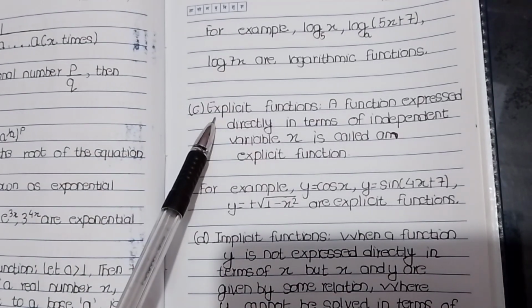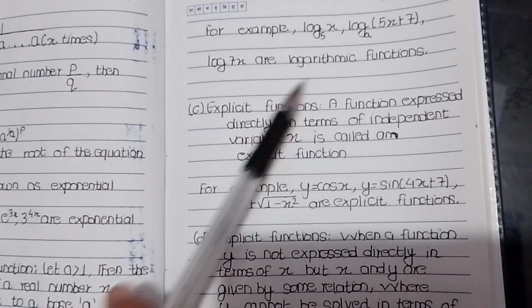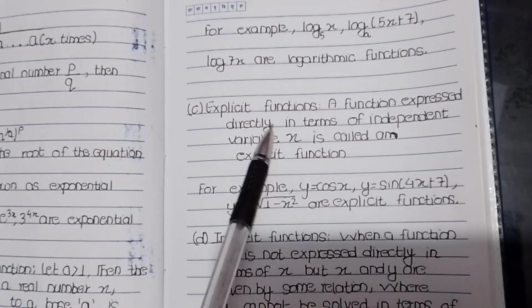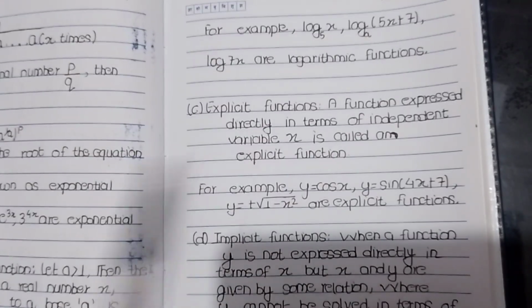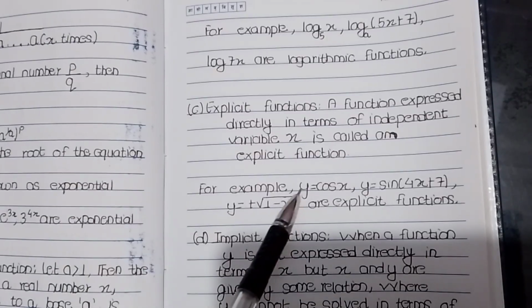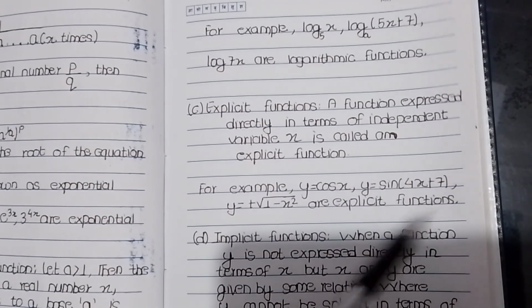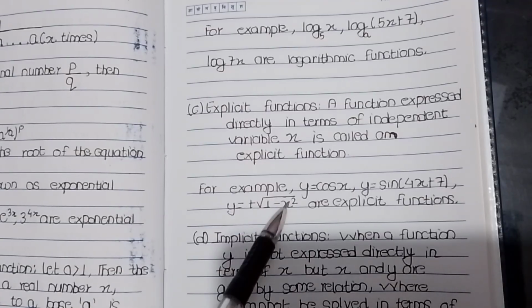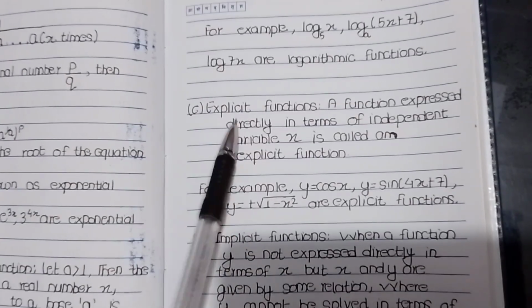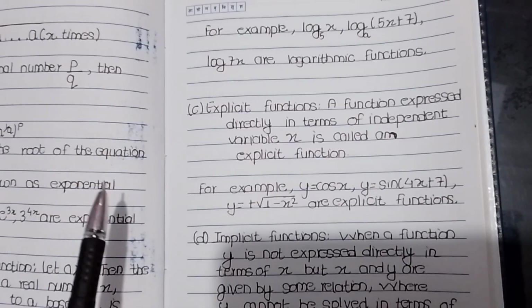Now we will study explicit functions. Functions expressed directly in terms of the independent variable x are explicit functions. For example, y equals cos x is an explicit function. Y equals sin x, or sin 4x plus 7, is also an explicit function. Y equals plus square root of 1 minus x square is also an explicit function. These are some examples of explicit functions.